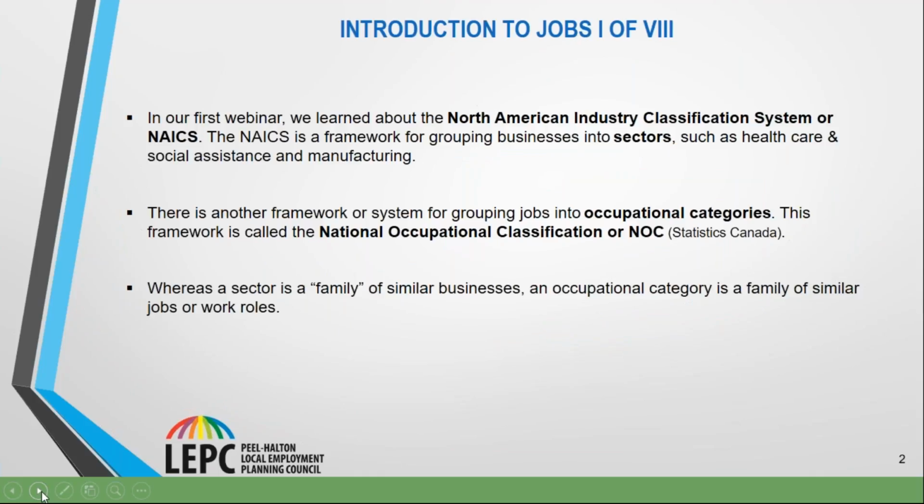In our previous webinar, we learned about the North American Industry Classification System, or NAICS. To review, NAICS is a framework for grouping businesses, which means businesses that are doing similar or related activities are categorized as one industry sector, such as manufacturing, retail trade, or healthcare and social assistance. There's another framework or system for grouping jobs that is known as National Occupational Classification, or NOC. In this system, similar jobs or roles are classified into one occupational category, such as business and finance. In the next slide, we will see more examples.